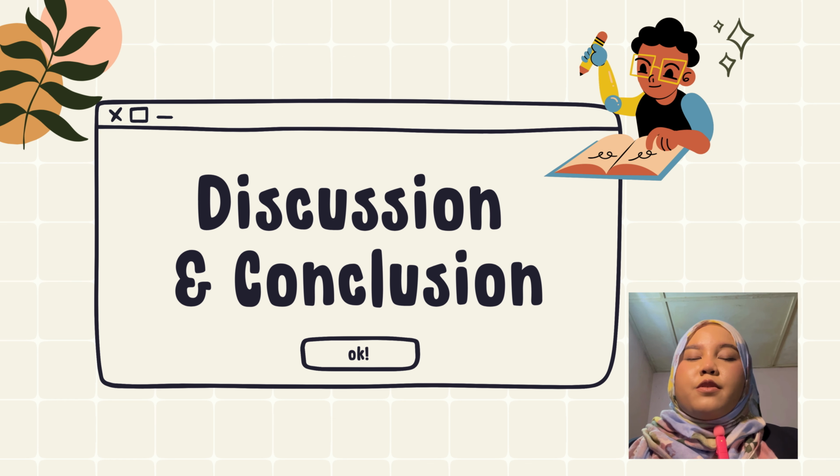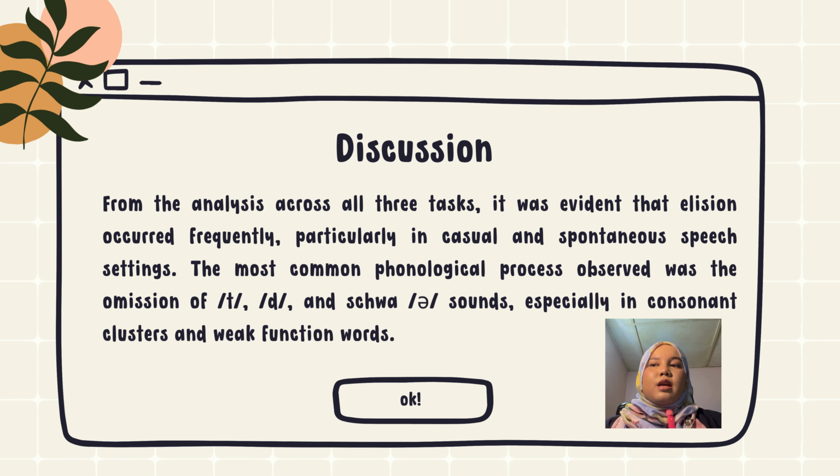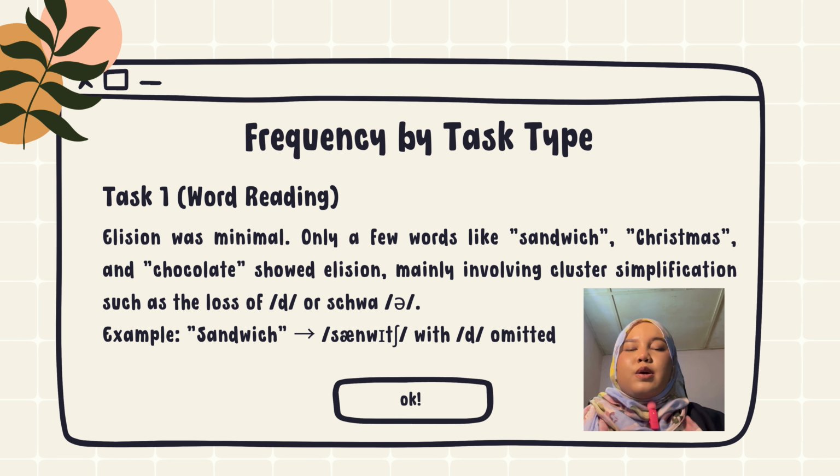Now, it's time for the discussion and conclusion of what we have gained throughout the experiment. From the analysis across all three tasks, it was evident that elision occurred frequently, particularly in casual and spontaneous speech settings. The most common phonological process observed was the omission of th, d, and schwa sounds, especially in consonant clusters and weak function words. Now, let's look at the frequency by task types.